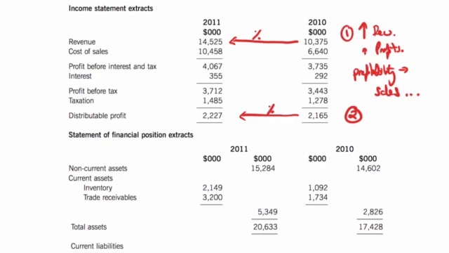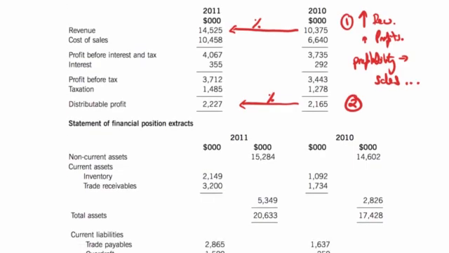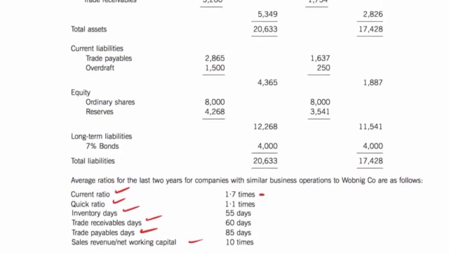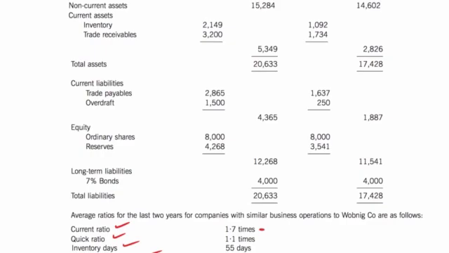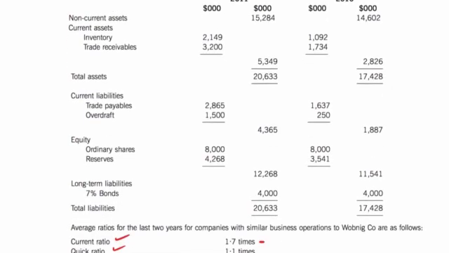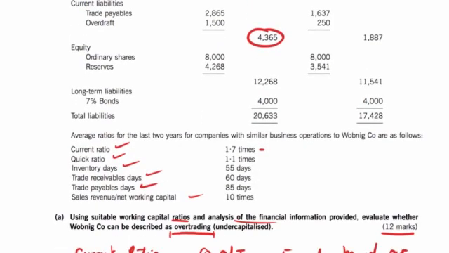Now, what else have we got then to suggest that we are overtrading? Well, it says use the ratios. So the average ratio for the current ratio was 1.7 times. And then what we'd have to do is work out our current ratio for this year. So it would be your current assets, which is the 5349, over your current liabilities, which is the 4365, and that is definitely less than 1.7. So the current ratio, obviously, in the real exam, you would work that out. I'm concentrating on the overtrading bit.